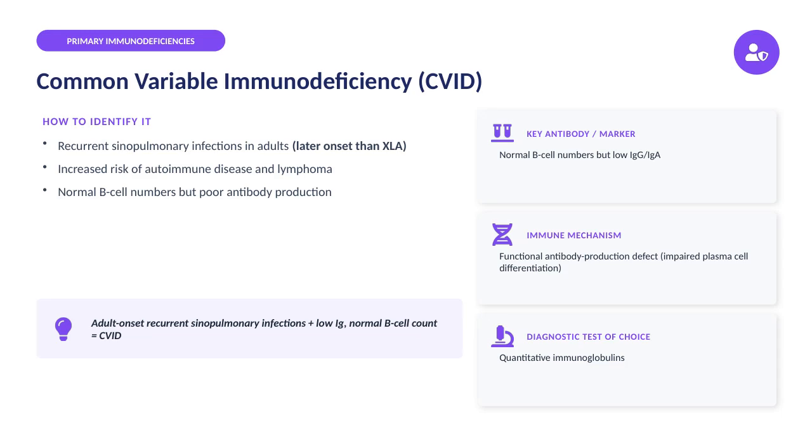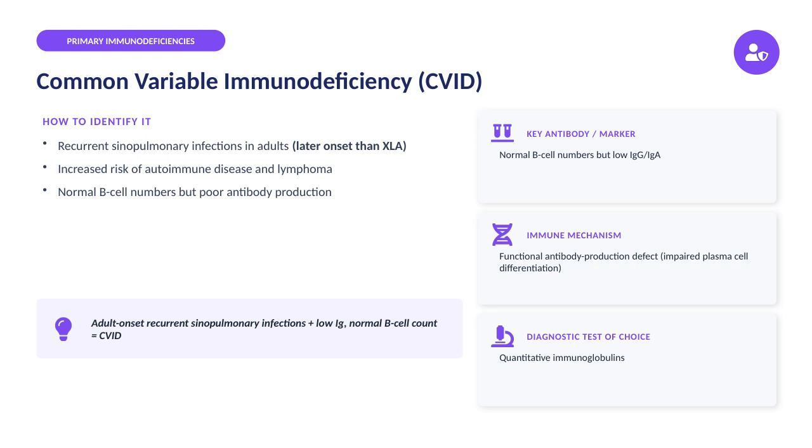Common variable immunodeficiency, or CVID, typically presents in adults with recurrent infections of the sinuses and lungs. Unlike X-linked agammaglobulinemia, the onset is later, and patients have normal numbers of B cells. But these cells don't produce enough antibodies, especially IgG and IgA. This leads to symptoms like recurrent respiratory infections, along with an increased risk for autoimmune diseases and lymphoma. The underlying problem is a defect in antibody production due to impaired maturation of plasma cells.